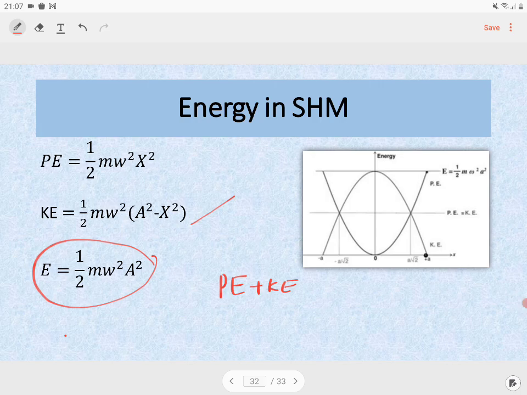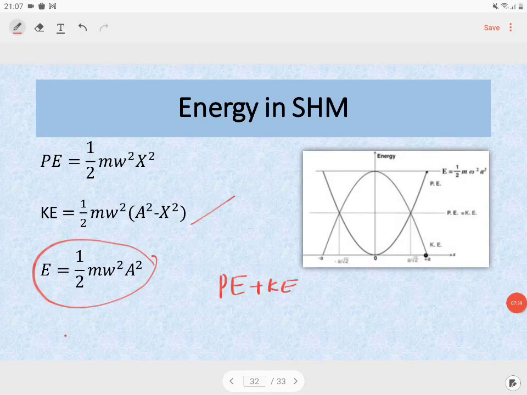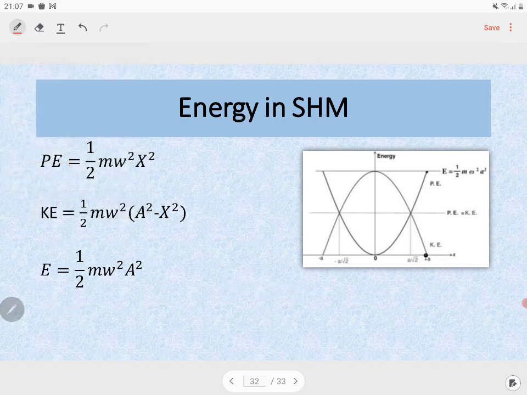PE will vary, KE will vary, but the total energy, that is PE plus KE, remains the same. Questions will be asked based on this formula. Find the x value where PE equals KE. Find the x value where PE is 1/3 of the total energy. Like this, questions will be asked on this concept.